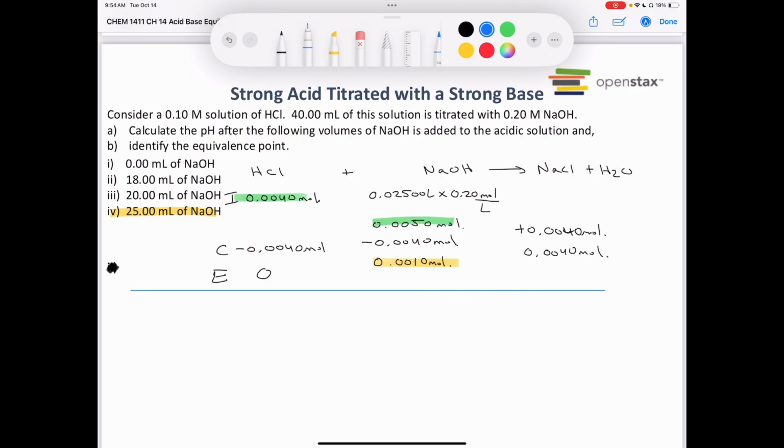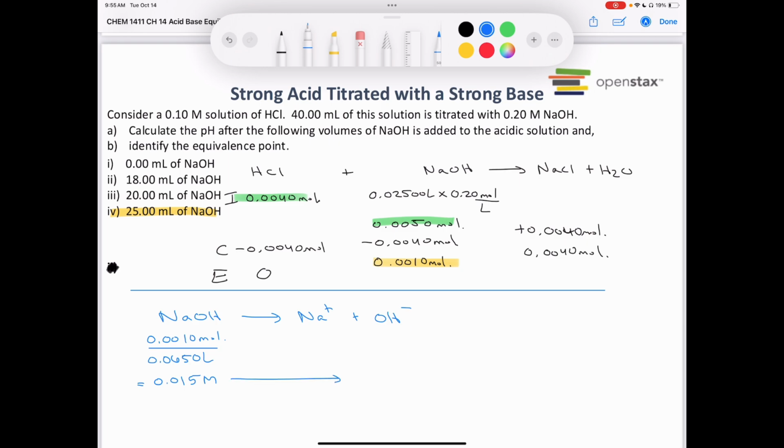We know that sodium hydroxide is going to dissociate 100% to give us sodium plus hydroxide, because sodium hydroxide is a strong base, right? So what's the initial concentration of our sodium hydroxide? It's going to be 0.0010 moles, what I have highlighted in yellow, divided by the total volume. Well, what's my total volume? I have 40 mils plus 25 mils. That gives me 65 milliliters. So I have 0.0650 liters, and that equals 0.015 molar.